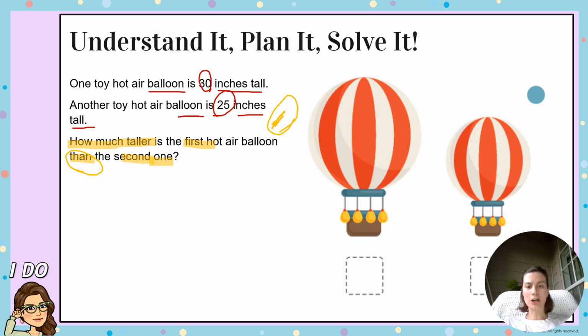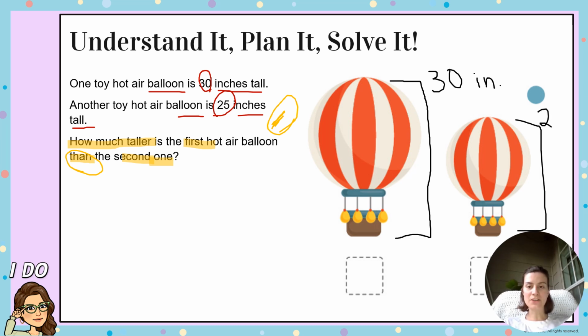Let's look at our picture to help us visualize this. My first hot air balloon is 30 inches tall. My second hot air balloon is 25 inches tall. What I'm looking for is the difference between these 2 amounts, or the gap between these 2 amounts. So I have a space here between these 2 amounts that I'm looking for. That's what I'm measuring, and I can measure that by comparing 2 amounts.